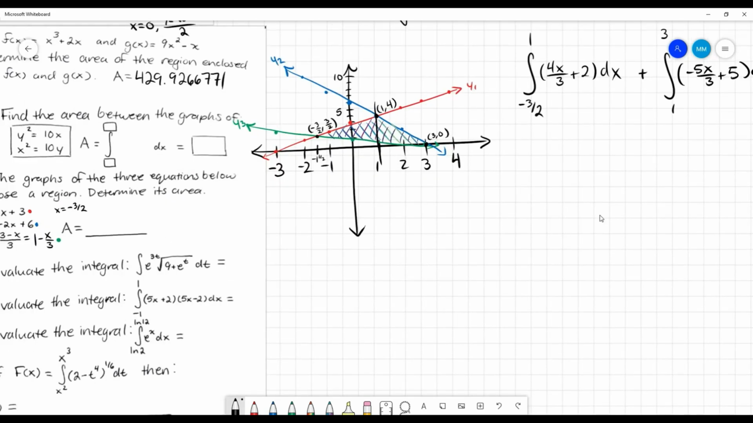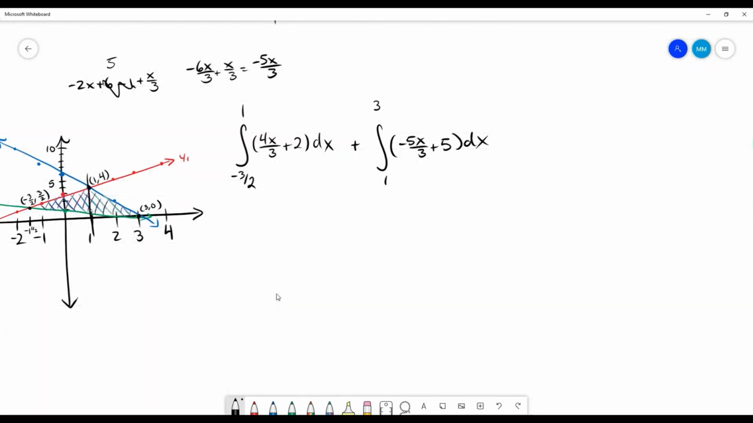Let's go ahead and evaluate them. Yep, we just have to find that area. Okay, so for this first one, that's going to be an x squared, so it's going to be 1/2 times that coefficient of 4/3 times x squared. That's going to reduce to 2/3, and then plus 2x, of course, on these bounds. Then plus our next integral, so that's also going to be x squared. That's going to be 1/2 times -5/3, which is -5/6 x squared, plus 5x from 1 to 3.